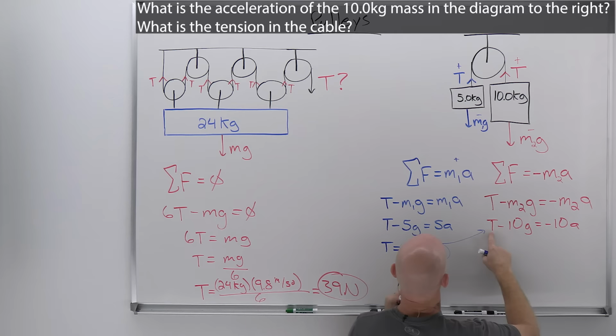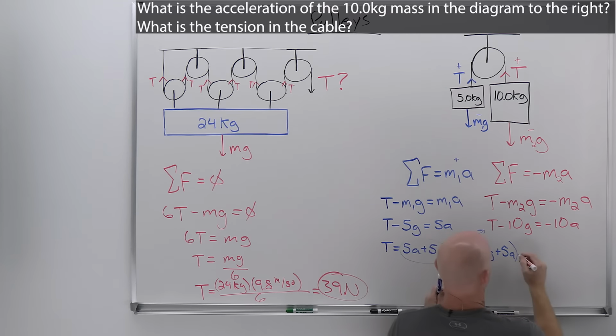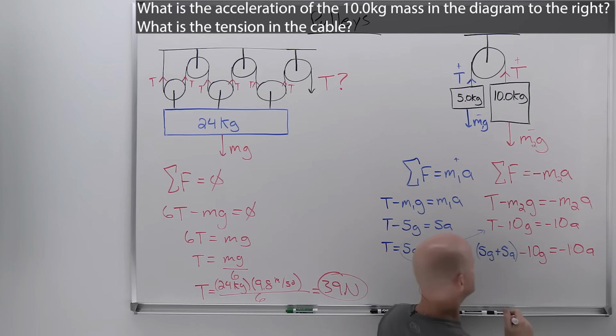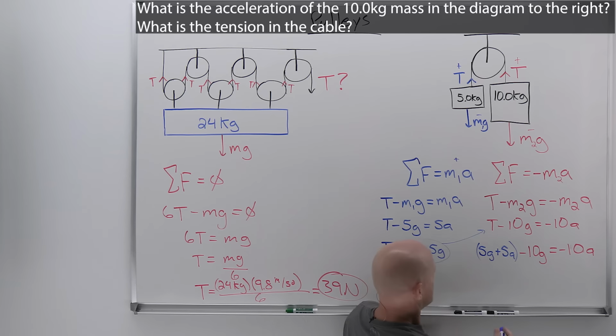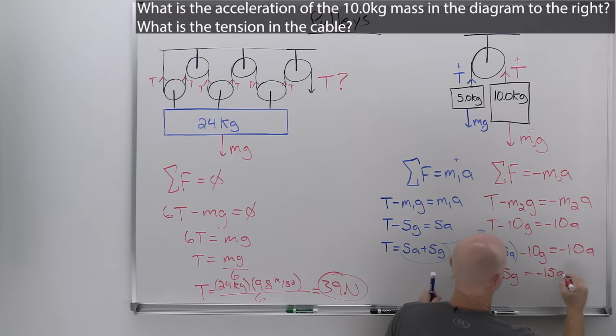So for this tension right here, we're going to have 5g plus 5a. That's tension there. And then minus the 10g here equals negative 10a. And again, the accelerations are the same. It's the same a in both cases. So if we rearrange this just a little bit now, 5g minus 10g is going to be negative 5g, and then negative 10a minus another 5a is negative 15a.